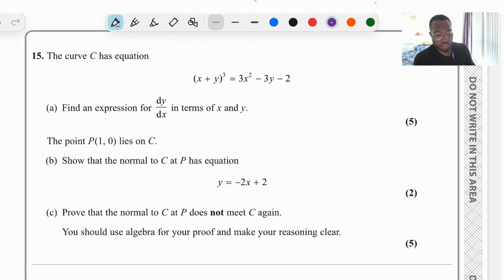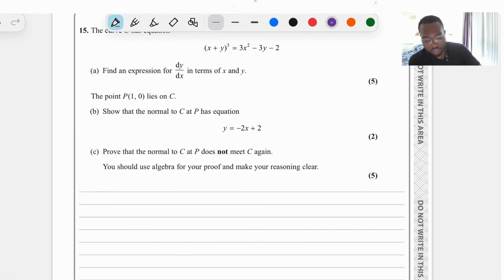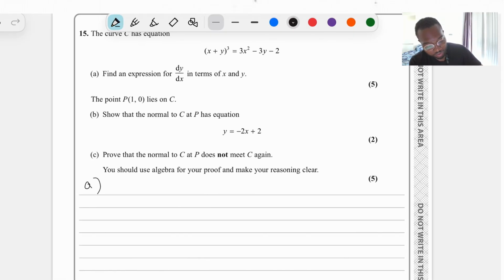Okay, last question. We have the curve C with equation (x plus y) cubed equals 3x squared minus 3y minus 2. We need to find an expression for dy over dx in terms of x and y. So we need to use implicit differentiation now to work this out. So this gets very meaty. First things first, let's expand the brackets out. Let's expand the x plus y out. So this is part A. If we expand the brackets out, we get, I'll do it twice.